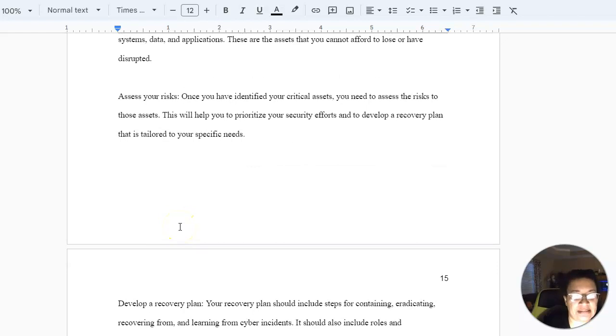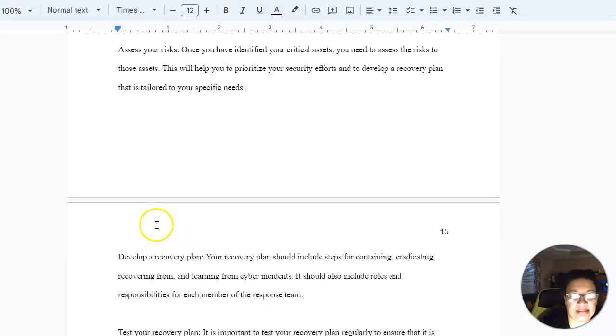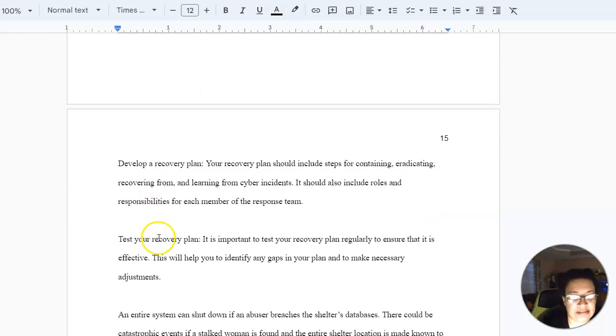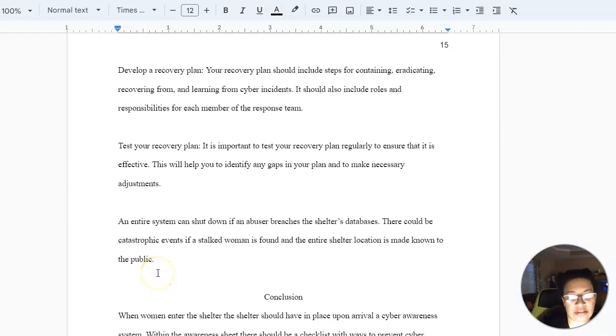You should next assess your risk. Once you identify your critical assets, you need to assess the risks to those assets and develop a recovery plan that's tailored to your specific needs. You should also test your recovery plan. An entire system can shut down if an abuser breaches the shelter's databases.